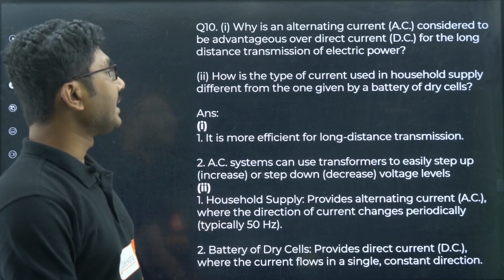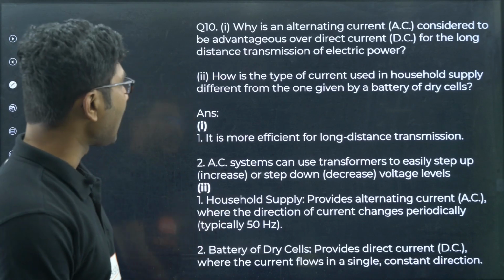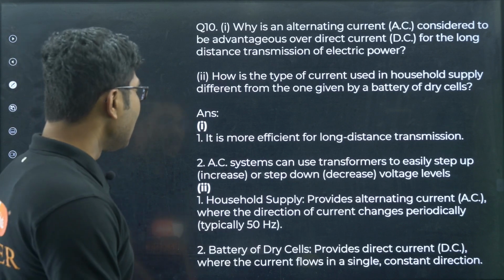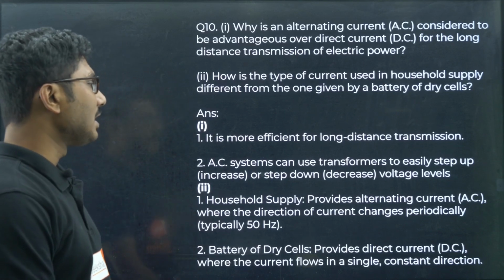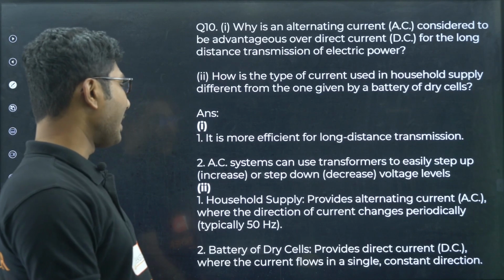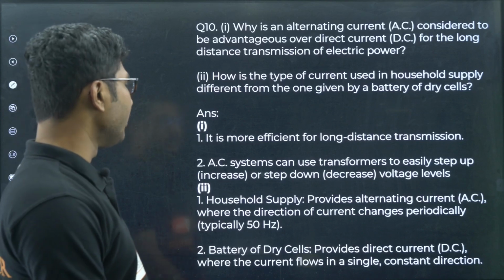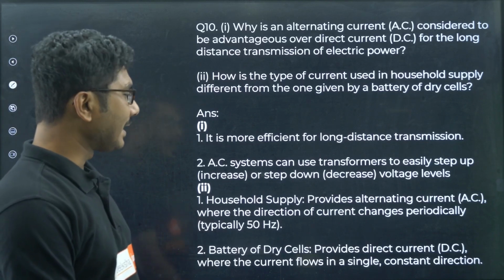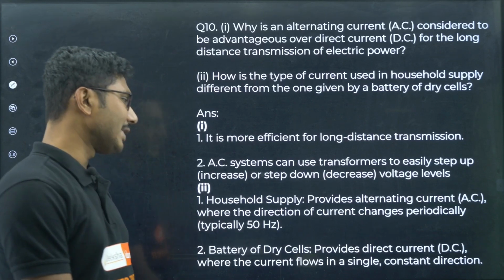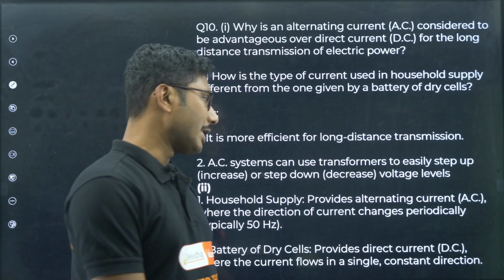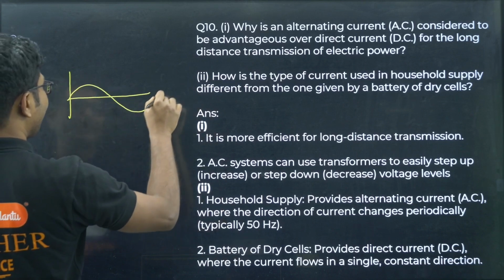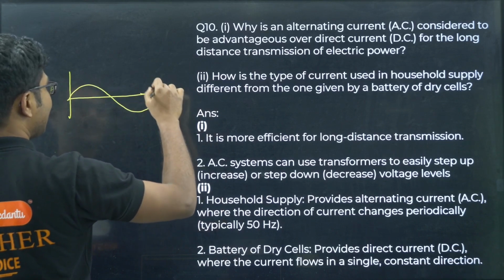Second, how is the type of current used in household supply different from the one given by a battery or dry cells? Okay, the household supply provides alternating current AC, where the direction of current changes periodically, typically 50 Hz. A battery or dry cells provide a direct current DC, where the current flows in a single constant direction. So, that also explains that AC means it is changing direction every oscillation.